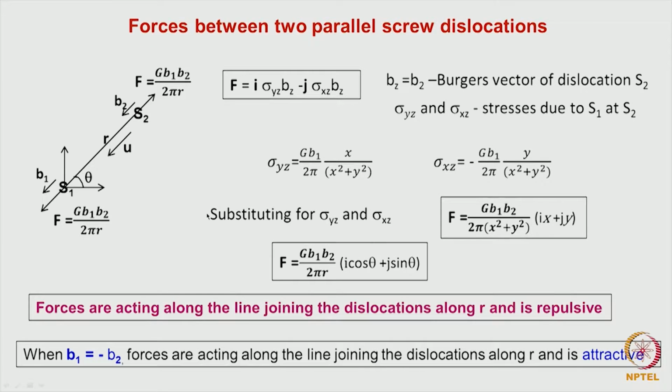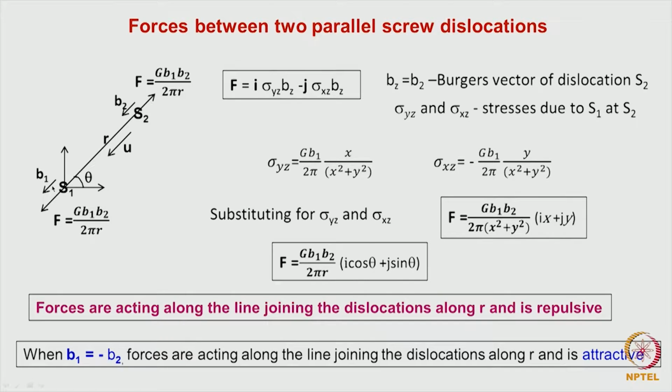What we have considered here is the case of two screw dislocations. S1 is one dislocation, S2 is another dislocation. S1 is in a slip plane in which it is moving, and S2 is in another slip plane. The line direction of the dislocation for both of them is in the Z direction. Positive Z direction is this direction, this is X and this is Y.